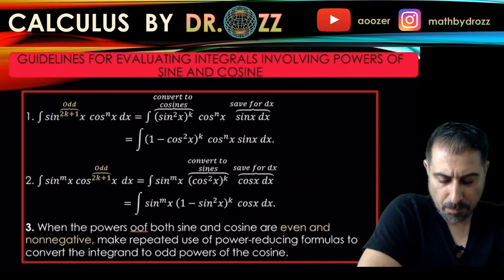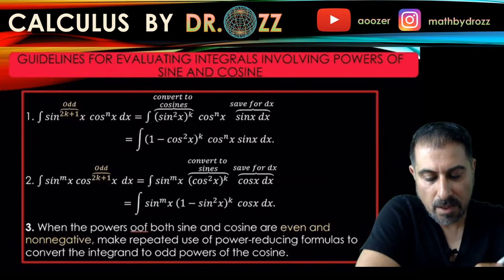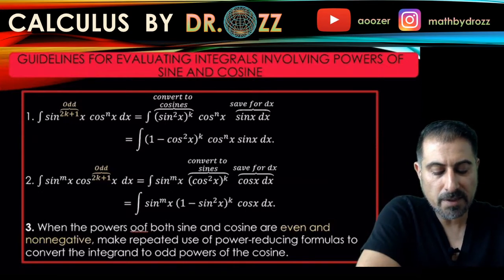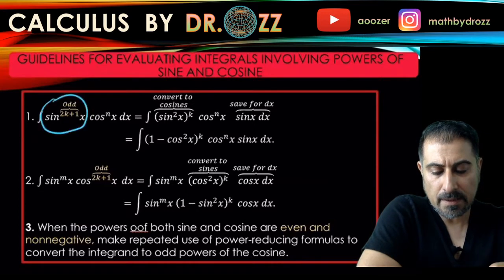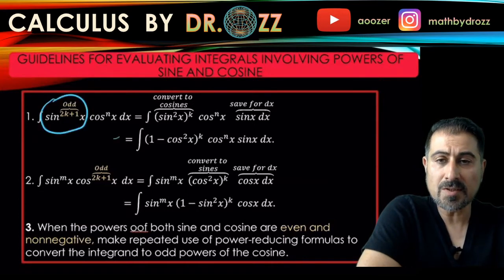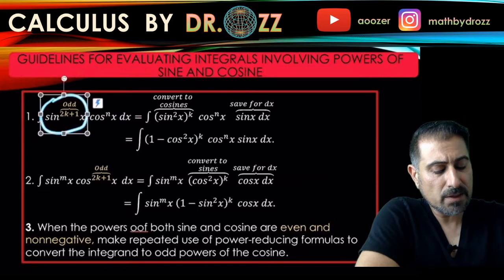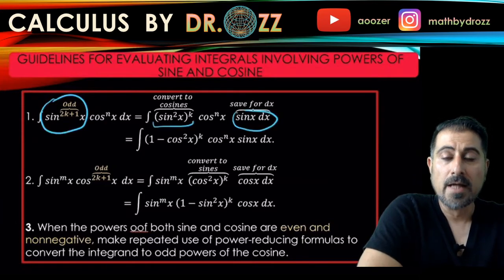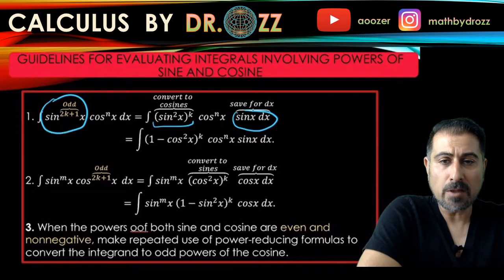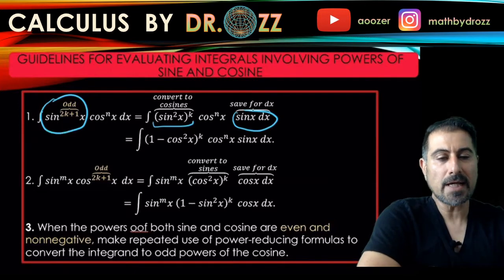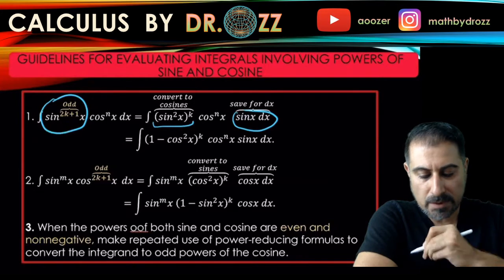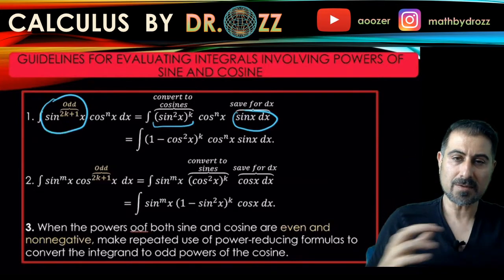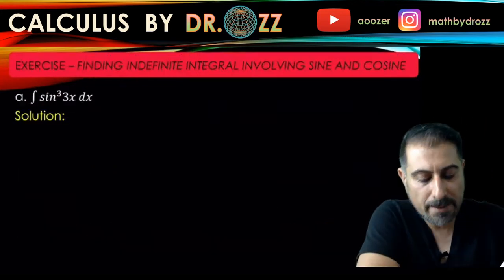I think number one is a perfect fit for that purpose because we have sine raised to an odd power, as you see in item number one. And we don't have any cosine coming along with that, but that's okay. We're still going to use the same idea: I'm going to save one sine x for dx, and write the rest in terms of sine squared. Then sine squared will be replaced by 1 minus cosine squared, and we will see what strategy we can apply at the end. This is the initial strategy that we should apply.